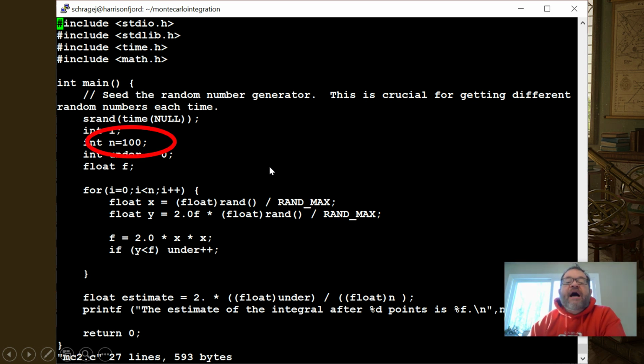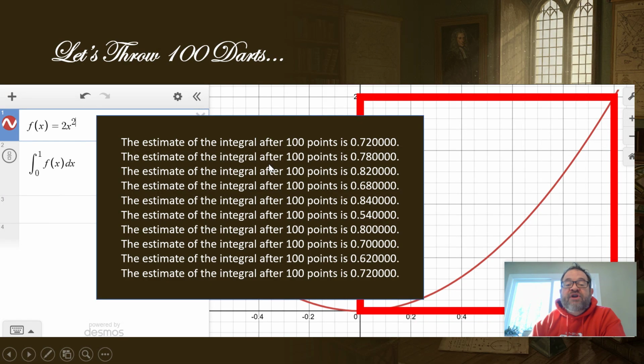So here I'm running it with 100 darts. If I throw 100 darts, and I ran the program 10 times just to see how the answers varied, I got 0.72, 0.78, 0.82, 0.6. These estimates are, well, they're in the ballpark of 0.6667, which we know is the right answer, but some are below and some are above. These are estimates. They're not perfect.